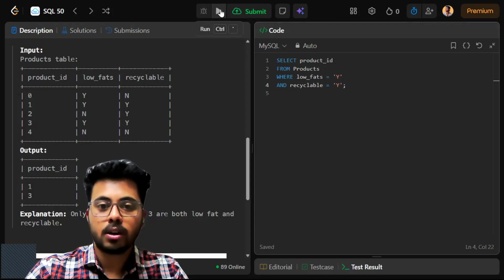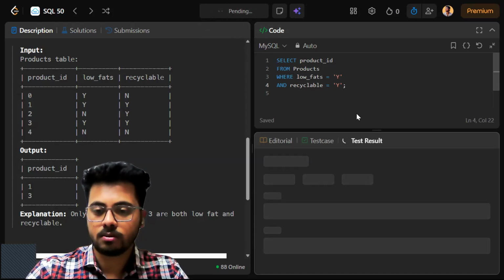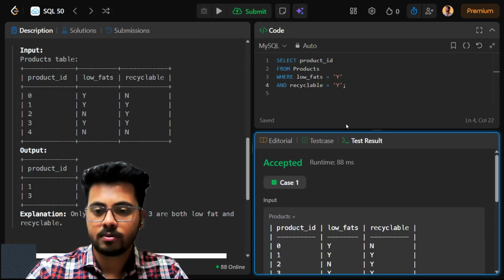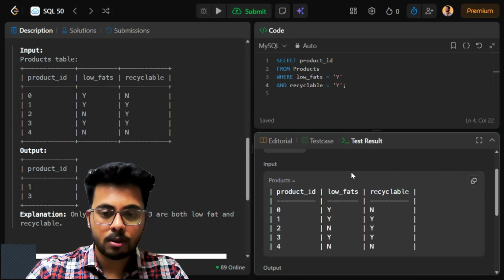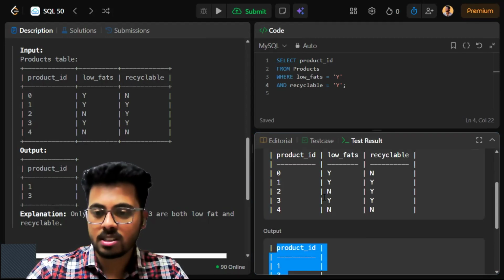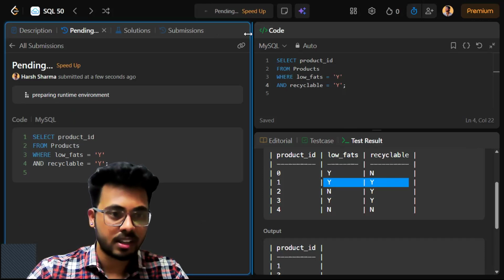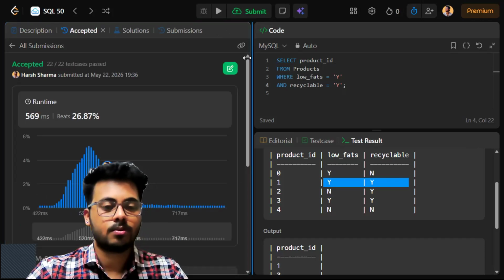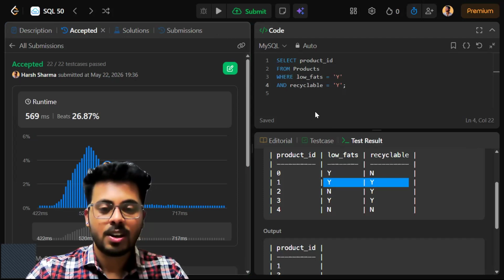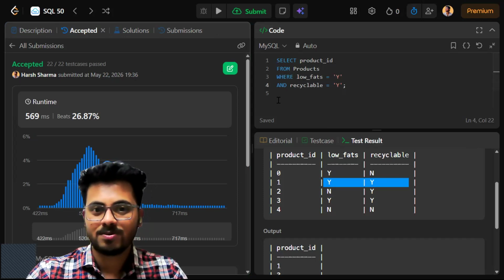Now, if I run this particular statement, let's see what will happen in the LeetCode editor. Can you see? This is the same input example, and we got the same output, product_id 1 and 3, because they have both the correct statuses, low fat and recyclable. So let me click on submit and see whether all the given test cases pass or not. And we got the perfect result. So that's how we can attempt the very first problem of the 50 SQL problem challenge. Thank you for watching.